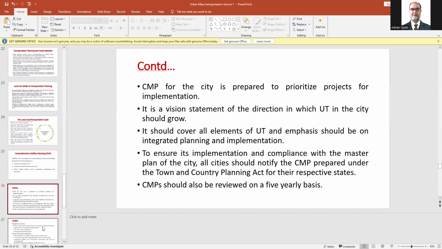CMP for the cities is prepared to prioritize projects for implementation. It is a vision statement in which urban transportation is consistent with city growth. CMP also covers elements of urban transportation, and emphasis should be on integrated planning. In order to ensure its implementation and compliance with the master plan, all cities should notify the CMP under the Town and Country Planning Act for the respective states. And CMPs are generally formed on a 5-yearly basis.